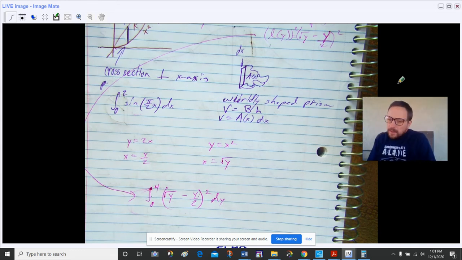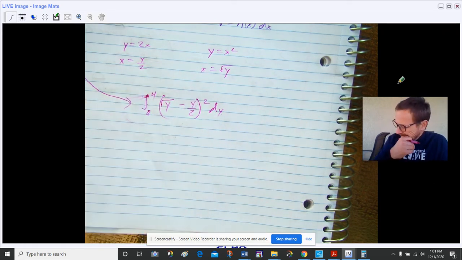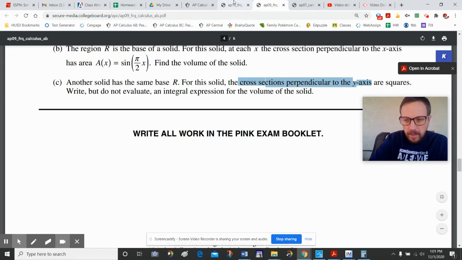So a lot of these ones won't end up having pi involved. And if you're like me and forget to write pi down a lot, well then, hey, it works out well on these ones. And then, of course, you can FOIL that and go from there. But some of these things, what they'll do is write, but do not evaluate an integral expression for the volume of the solid. All right.